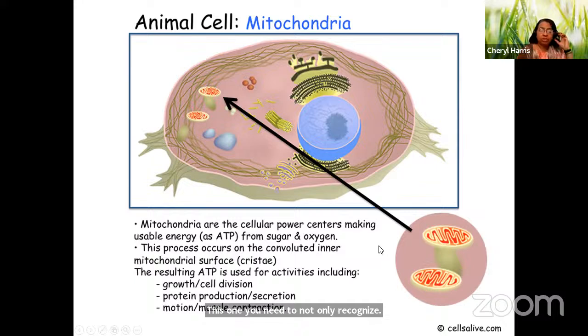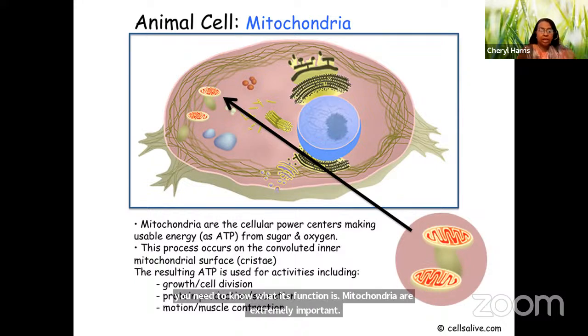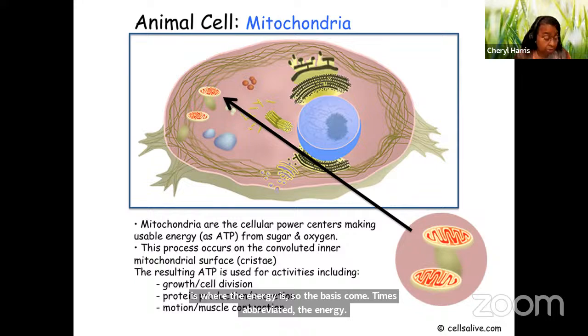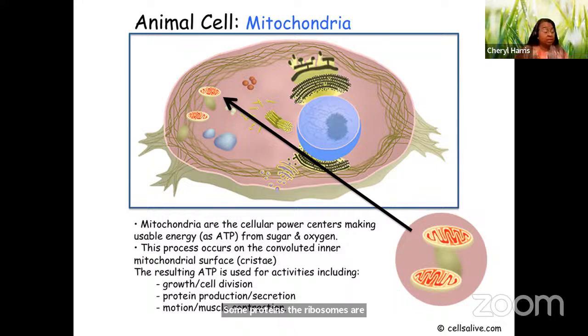So mitochondria are extremely important for both plant and animal cells. This is where the energy is made. So this is sometimes abbreviated the energy factory. So proteins, the ribosomes are made in the protein factory. This is the energy factory. This is where respiration occurs. And then during respiration, you make these energy molecules called ATP. But it all occurs in the mitochondria. So some cells have a lot of mitochondria depending on what their job is. And some cells have a few mitochondria, but they're going to have mitochondria because it's important for respiration.